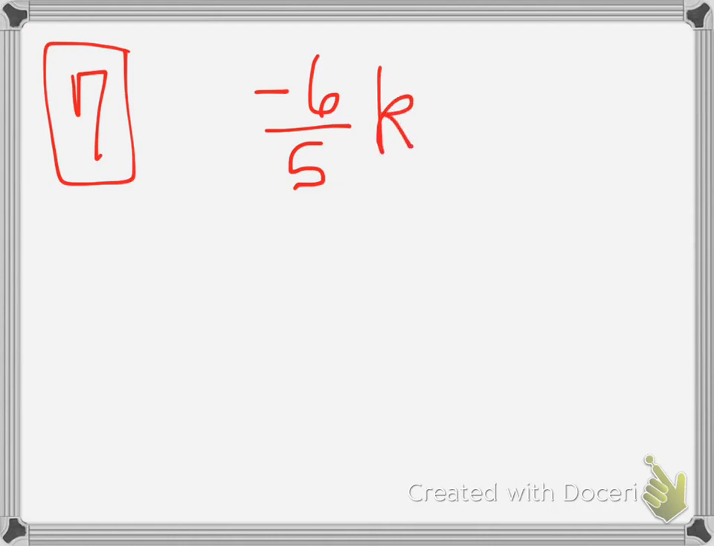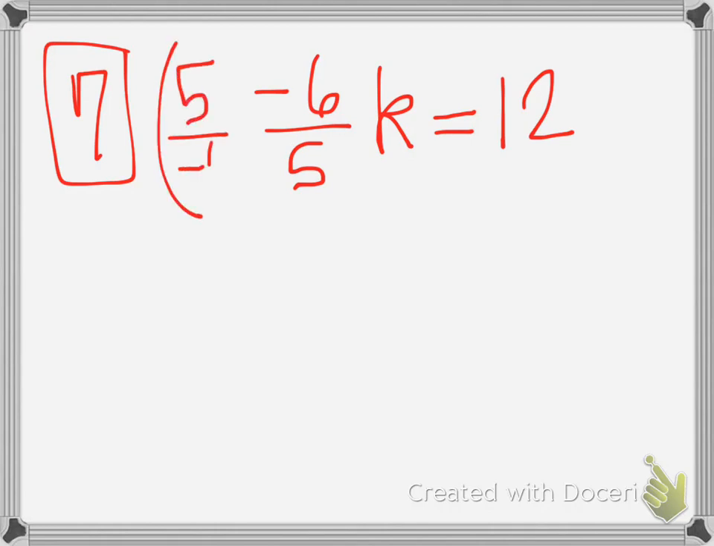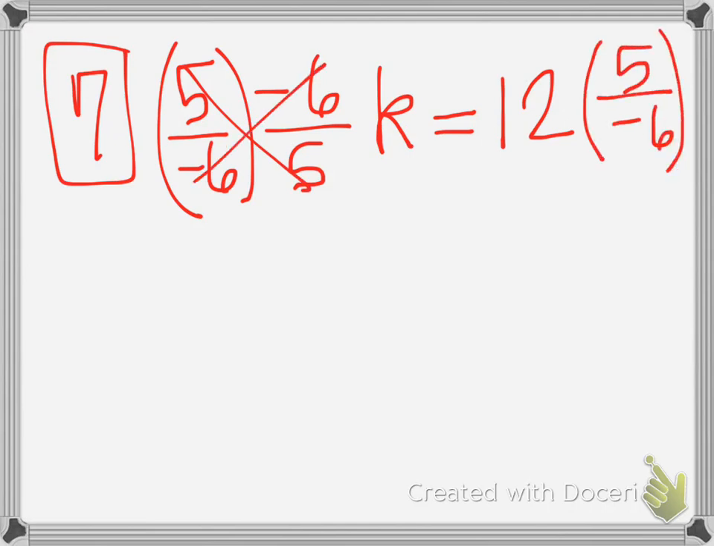Number 7 says negative 6/5 k equals 12. Now, like we did earlier this year, if it's negative, put it with the numerator. It'll make your life much simpler. So, doing the reciprocal, 5 over negative 6. I want to multiply by that. So I get k equals 12 times 5, which is 60, divided by negative 6 is negative 10. So k equals negative 10.